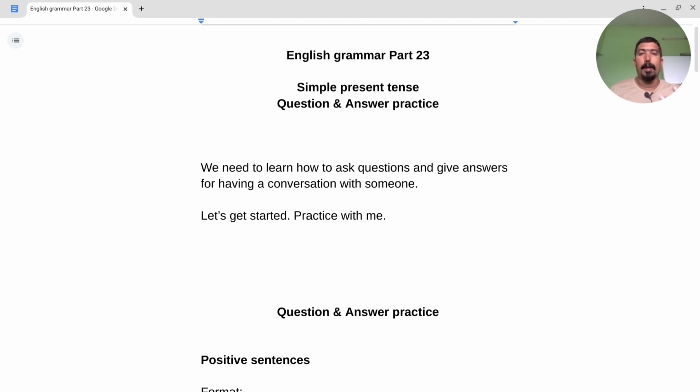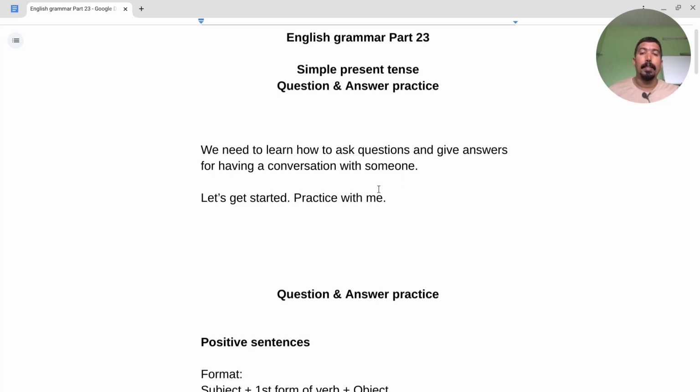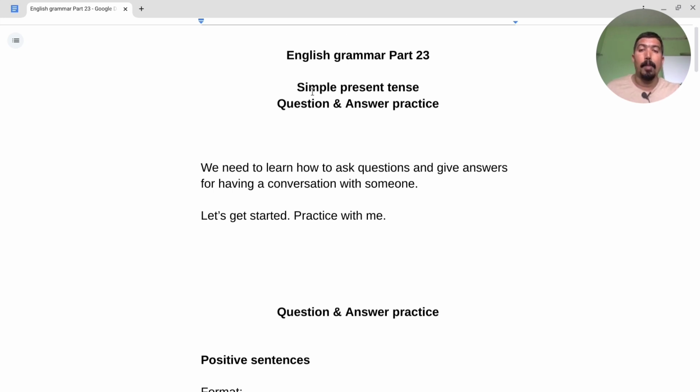So I have given a revision on simple present tense. We use it to talk about our habitual actions and the format is subject followed by the first form of verb plus object. We will go into that in the coming portion. I will be highlighting with the mouse whatever I am talking about here, in light blue color like this. You can look at the screen and please read along with me. Okay, simple present tense question and answer practice.